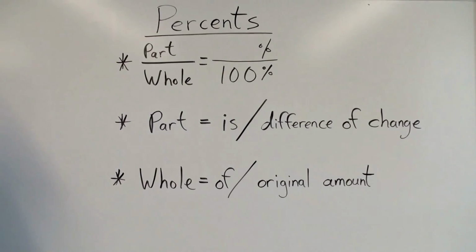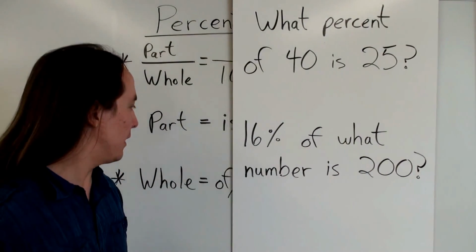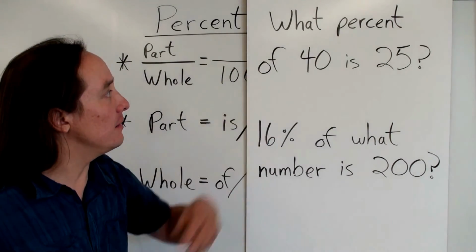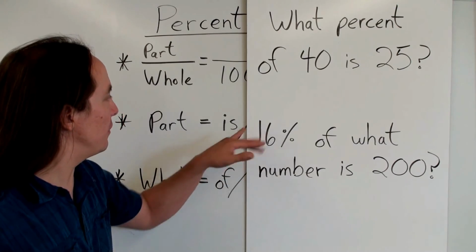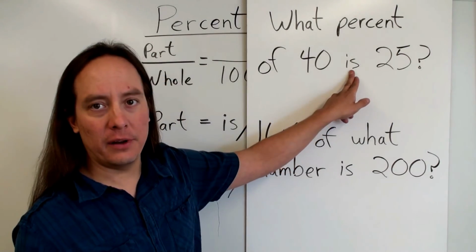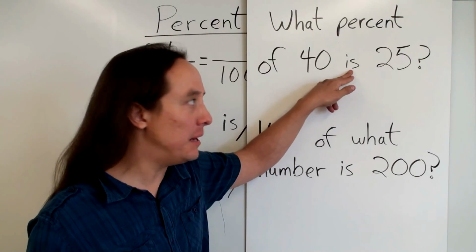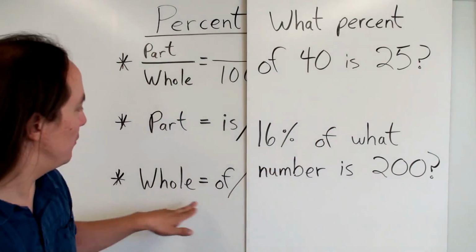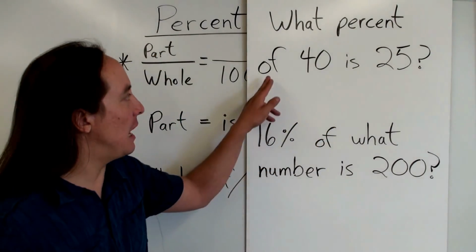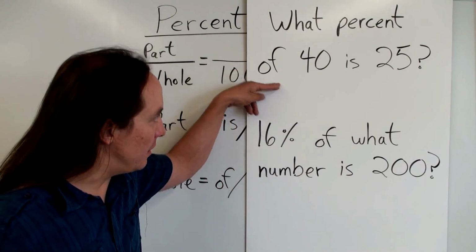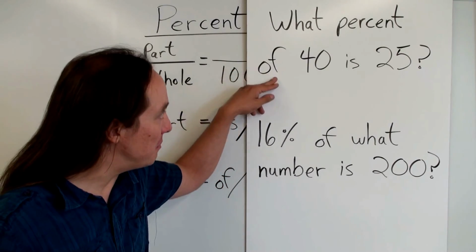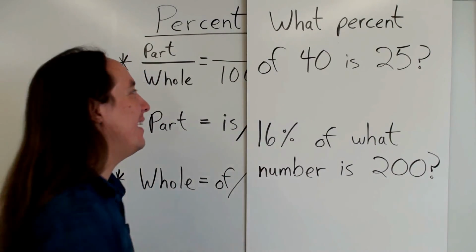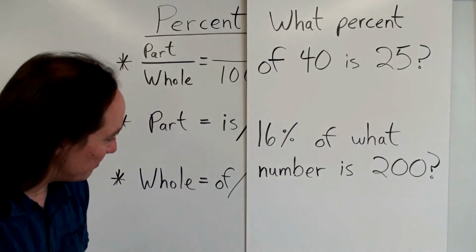When I talk about easy problems, I'm talking about ones like this. This one says, what percent of 40 is 25? When you see the word is, the number or the amount that comes immediately after that word is going to be the part. And whenever I have the word of in a problem, the amount that comes immediately after of, which is 40, is going to be the whole.